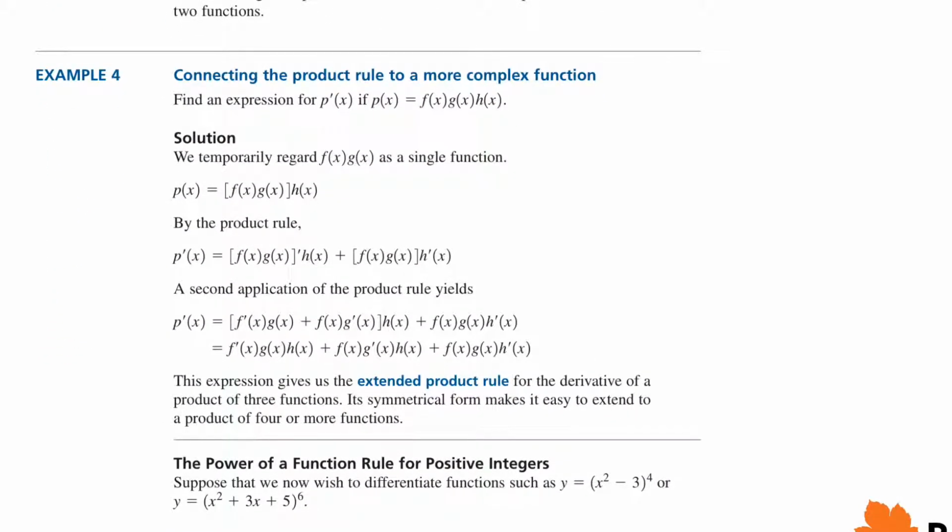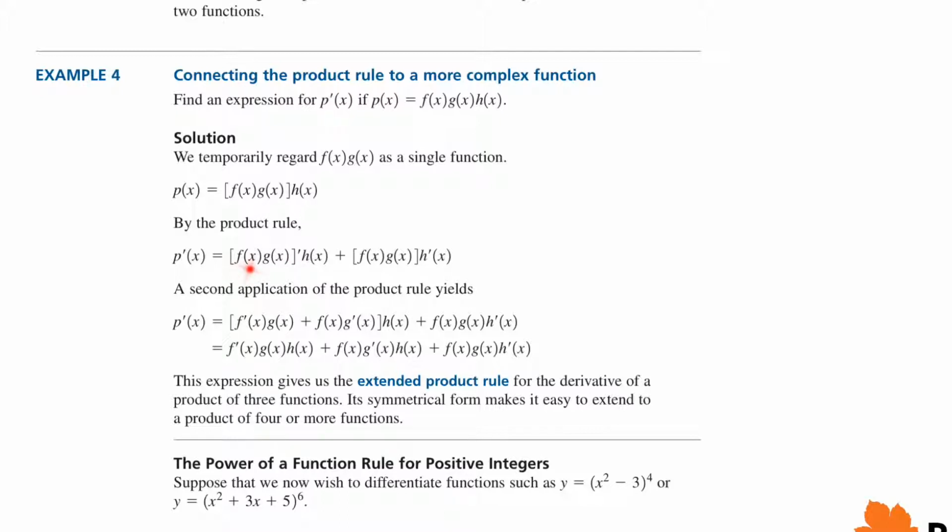If the function is a product of more than two functions, we can use the associative law and find the derivative. For example, for three functions, if P of x equals f of x times g of x times h of x, we write it as f of x times g of x, times h of x. Then we apply the product rule for two functions: the derivative of the first function times h of x, plus the first function, which is f of x times g of x, times h prime of x.